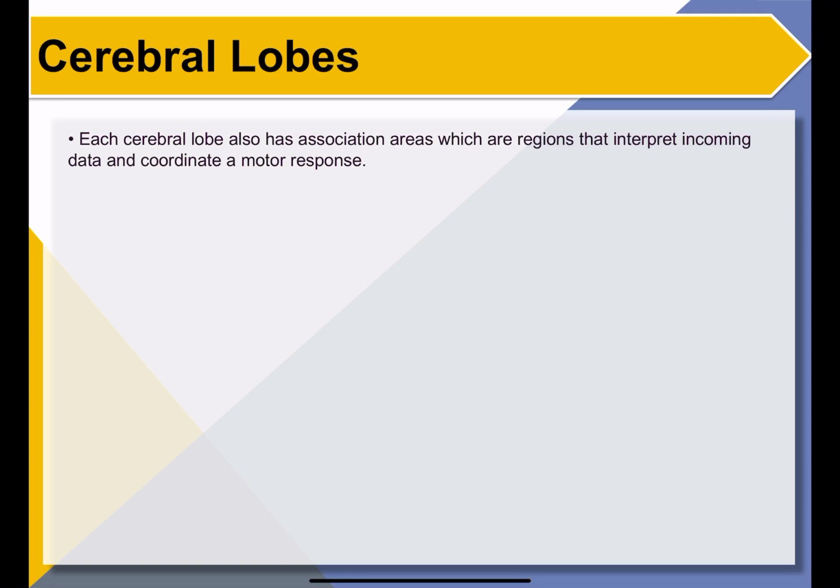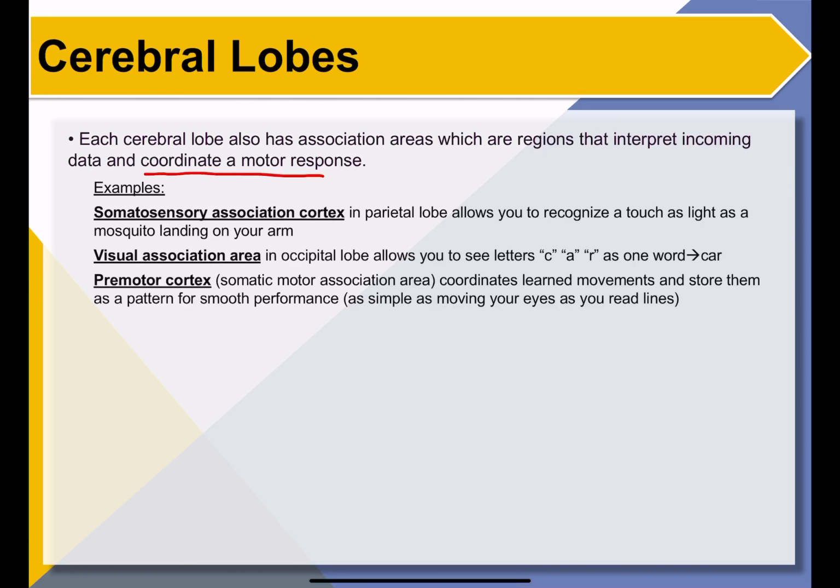Now, in addition to cortexes, there are what are called association areas that are responsible for interpreting incoming data and coordinating a motor response. Okay, so that's why I said the brain is a super complicated organ, because there are these nuclei, there are these lobes, and now cortexes, and now you have these association areas. And that's the whole point of the brain, because it is enabling you to do all these really complex things that require multiple parts of the brain.